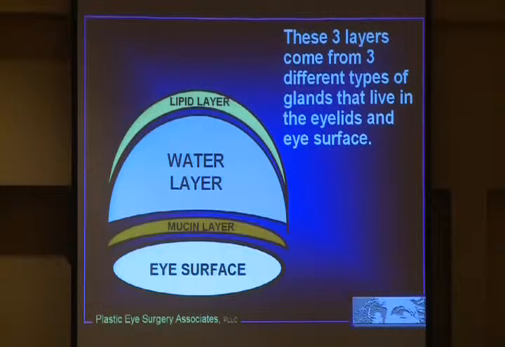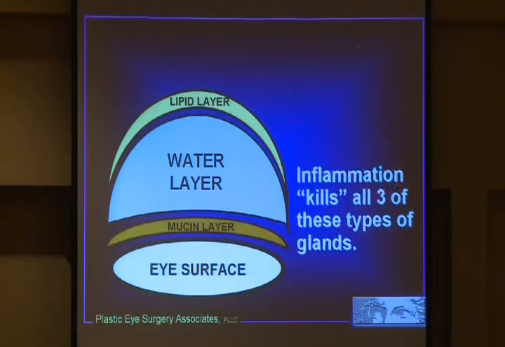So these three layers of the tear film that we talked about are made by different kinds of glands in the eyelids and on the eye surface. And inflammation that we just talked about kills all three of these types of glands. And I say it kills the glands, and actually in some cases it actually destroys the glands. But in all cases, it decreases their activity. So it decreases their ability to work. So inflammation in the eye is bad.